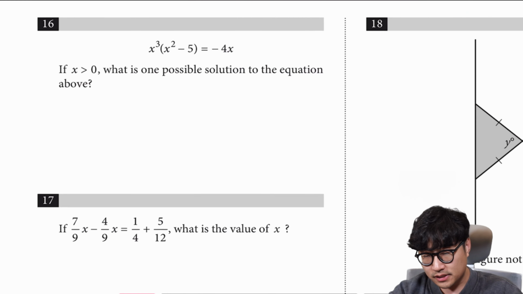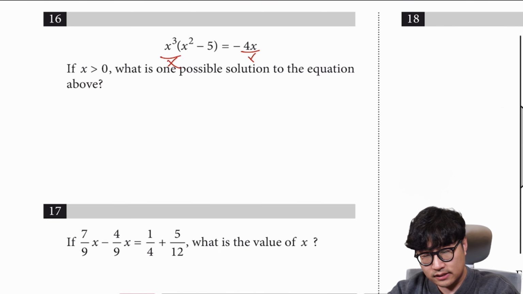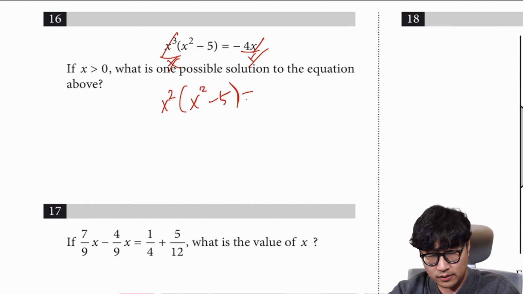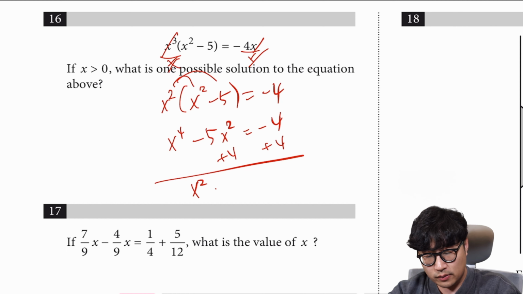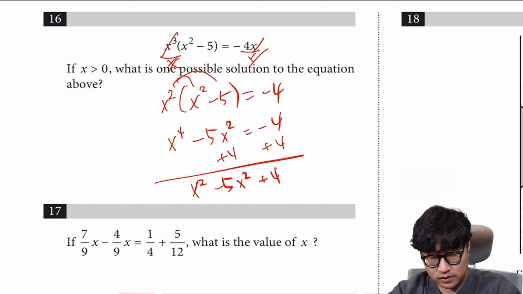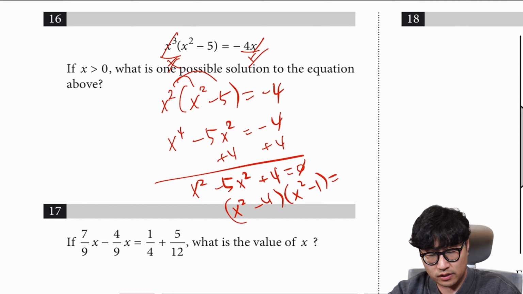Free response, number 16. First of all, take out the x. So x squared times x squared minus 5 is equal to negative 4. Let's go ahead and distribute that. x to the 4th minus 5x squared is equal to negative 4. Move it over to one side, set it equal to 0. x to the 4th minus 5x squared plus 4 is equal to 0. x squared minus 4 times x squared minus 1 is equal to 0.